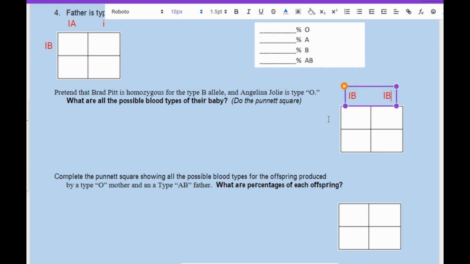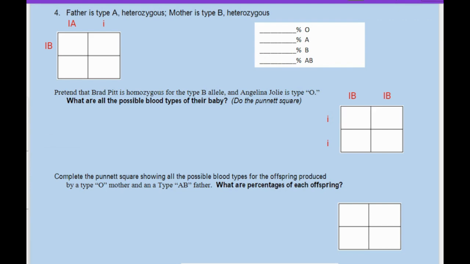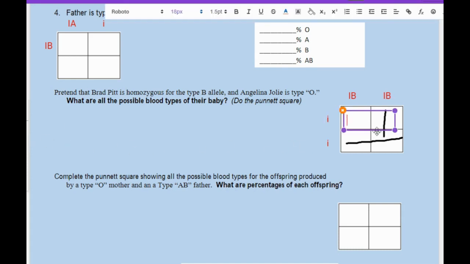Angelina Jolie is type O, so she's going to have two O alleles. Don't put O; it's little i, little i. Those are the alleles for type O blood. All right, we can do some crossing off. Since these are both little i's, we can cross off one. Since these are both big I B, we can cross off that. All right, so all four boxes would have been the same.